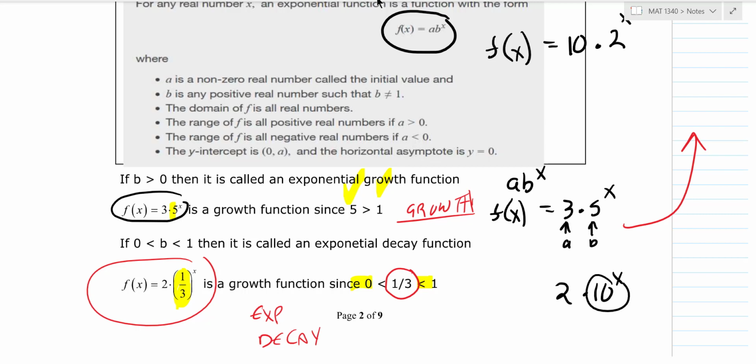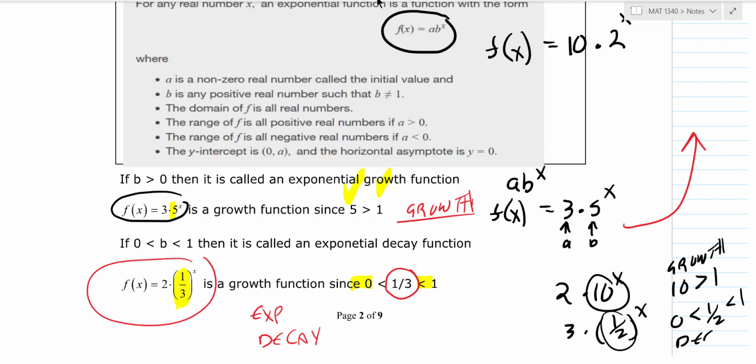This one, since that's bigger than 1, that's why it's a growth function. Okay? All right, here's another example. 3 times a half to the second. Growth or decay? Decay. How do you know? The half is between 0 and 1. That's how you know it's a decay function.